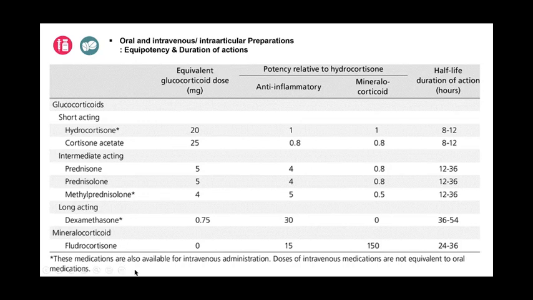Fludrocortisone, which is the only drug that can exert strong mineralocorticoid activity, as you can see here, is 150 times more potent compared to hydrocortisone in exerting mineralocorticoid activities. But not only that, it is also 50 times more potent compared to hydrocortisone in exerting anti-inflammatory activities.